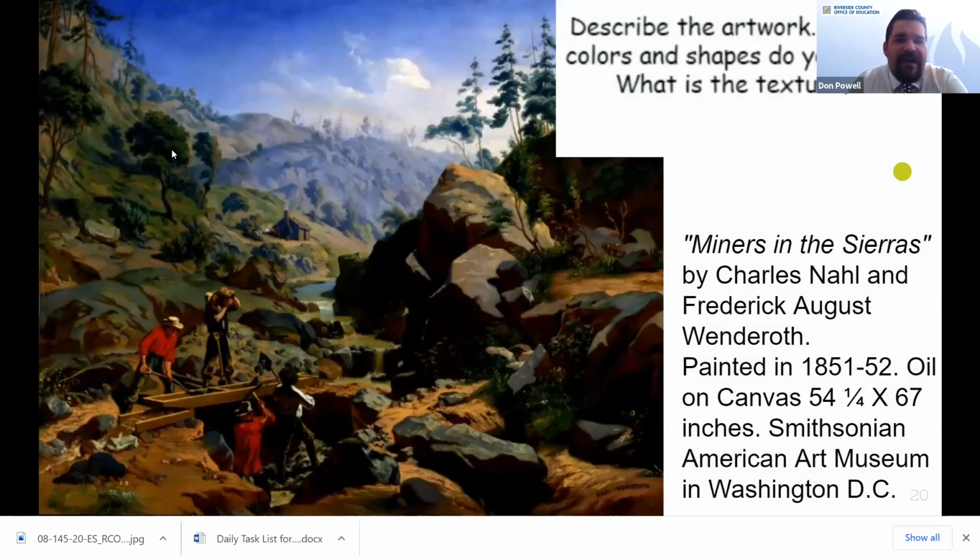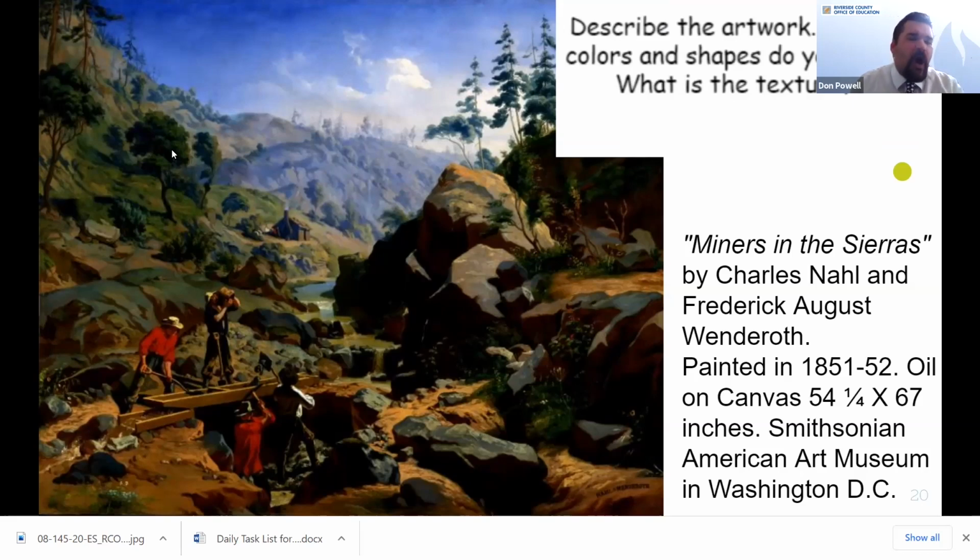So we describe the artwork. What colors and shapes do we see? What is the texture? The texture might be that it's an oil on canvas. The texture could be, what does it feel like? What does it look like? Are we talking about artistic texture here? Are we talking about whether it looks rough, whether it looks ragged, whether it looks well preserved? Those are all different ways of interpreting this idea about texture. And then the texture of the composition within art as well.